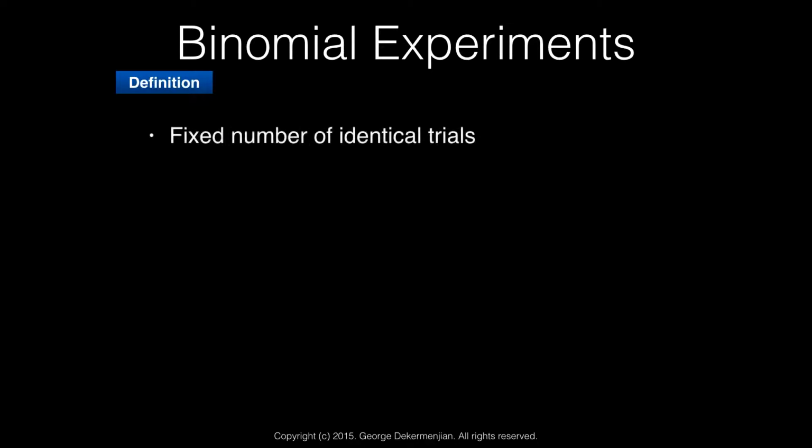The first one is that we have to have a fixed number of identical trials. So we predetermine, before we start the experiment, how many trials we're going to do, and we can't change that once we start. And each trial is identical, which means they're performed under identical circumstances.